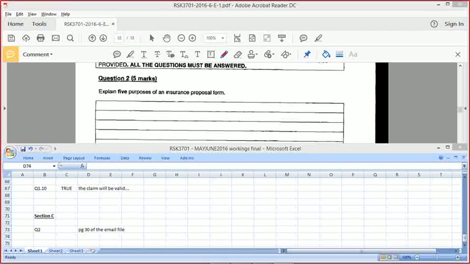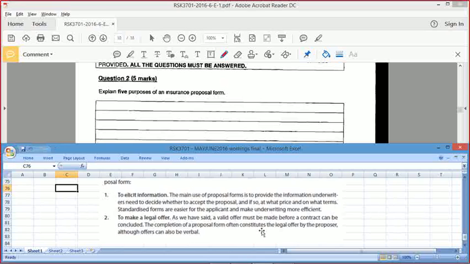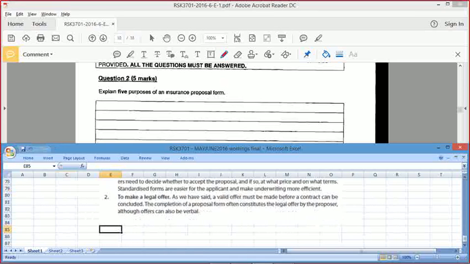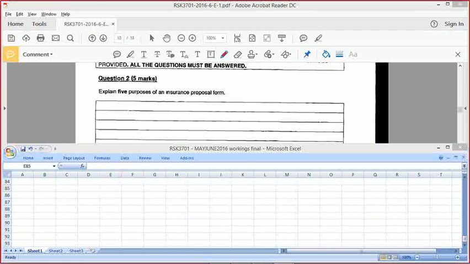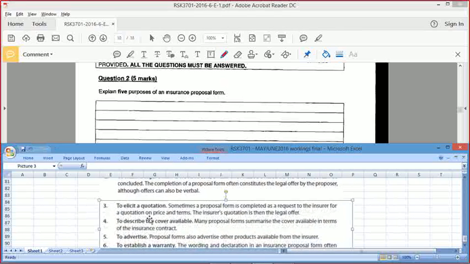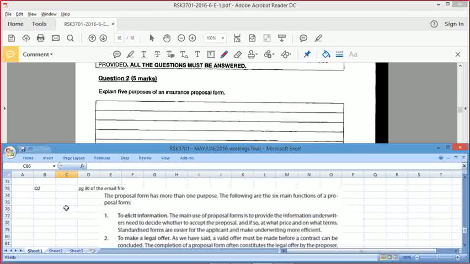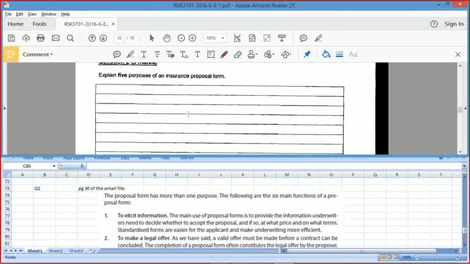I would use those six points. So let me take that through here, just so you've got that there. Okay, there's the notes. And then let's get number 3 as well. 3, 4, 5, and 6. I do think they're probably referring to that. They said the five purposes. Purposes could be functions. Functions and purposes are pretty similar. So they would be describing those. So 5 of the 6.